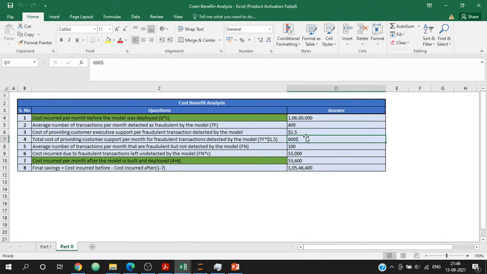This is also a loss which goes to the bank itself because they need to spend some amount to intimate the customer. So adding these two is the total investment the bank needs to make, the cost the bank needs to pay per month after the model is built. I subtract it from the cost incurred before the model was deployed. So this is the final savings. It's approximately like we are losing out 50 or 60 odd dollars if the model is very accurate.